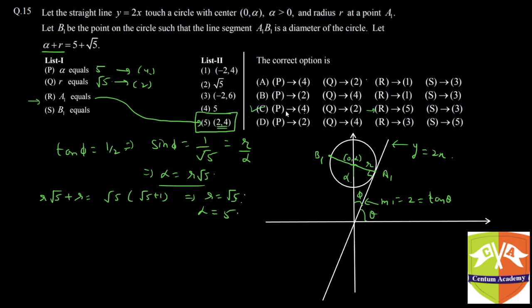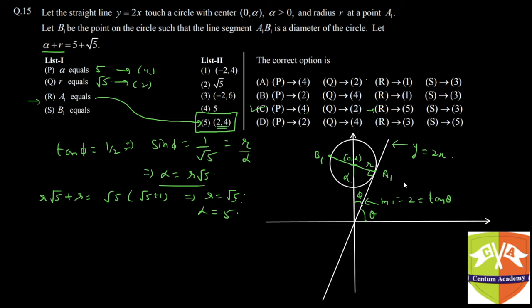Basically, you could solve this question without doing much calculation, just by observing that option r is simply lying on y equals 2x. There is only one such option. So this question can practically be solved in less than 30 seconds or less than 1 minute. Though for the sake of completion, let us calculate each and everything.